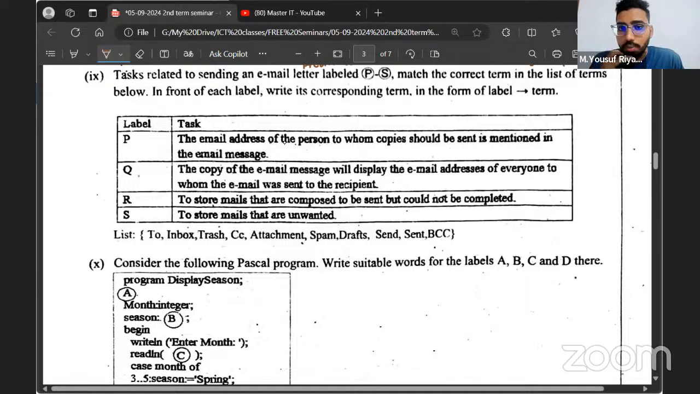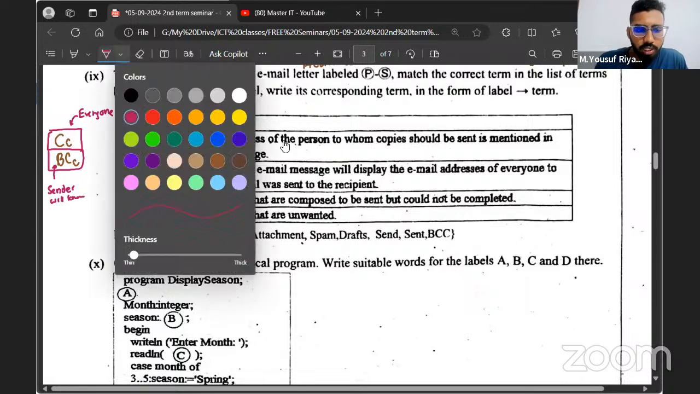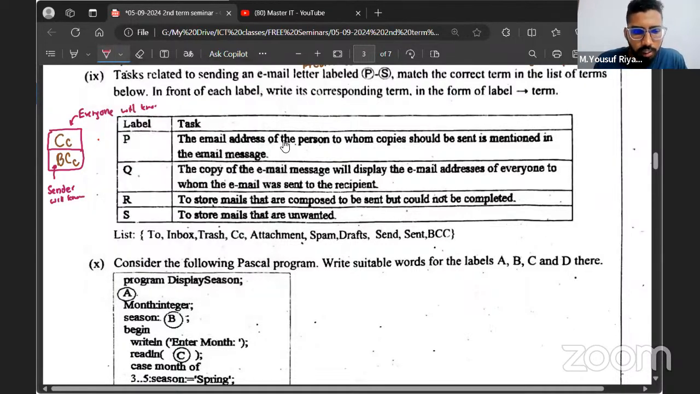When you want to send copies of an email, there are two things you can choose from: carbon copy and blind carbon copy. The main difference is that if I add your email as a carbon copy, everyone will know that you got a copy. But if I add it as a blind carbon copy, only the sender will know that you got a copy. Other people will not know. Here they have not specifically mentioned whether it's only the sender or everyone, so I'm going to mention CC, which stands for carbon copy.